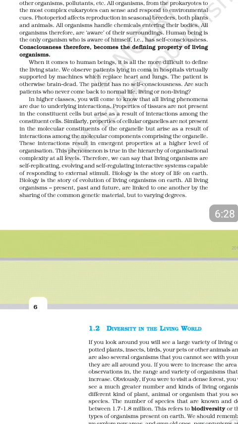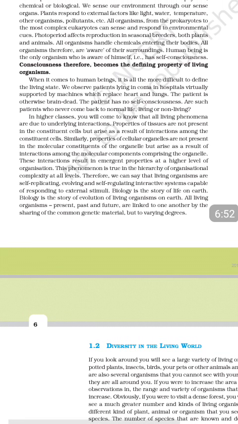When it comes to human beings, it is all the more difficult to define the living state. We observe patients lying in coma in hospitals, virtually supported by machines which replace heart and lungs. The patient is otherwise brain dead. The patient has no self-consciousness. Are such patients who never come back to normal life living or non-living?